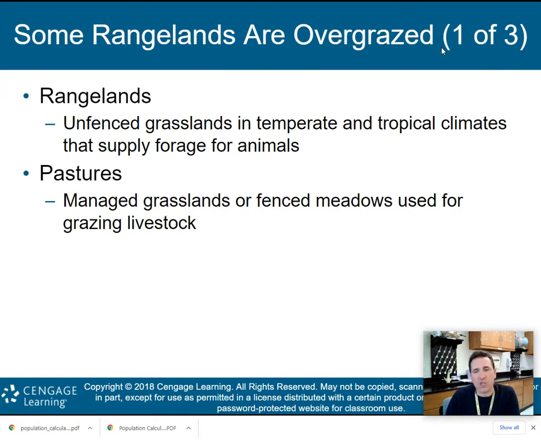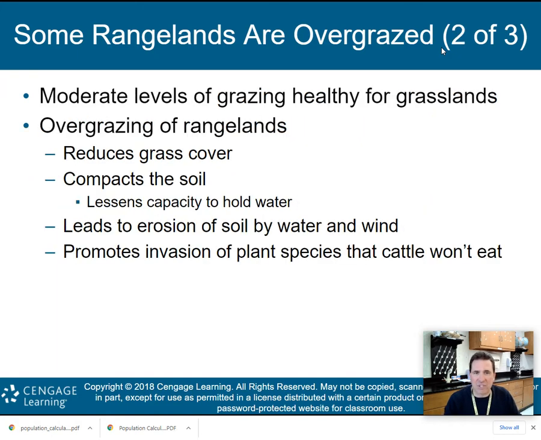All right. In addition, what's a pasture? A pasture is a managed grassland or fenced meadow used for grazing livestock. So you just need to understand these two terms. Rangelands are basically unfenced. Animals can go wherever they want and forage. Pastures are more managed and more fenced in. But again, same thing. They allow livestock to graze.